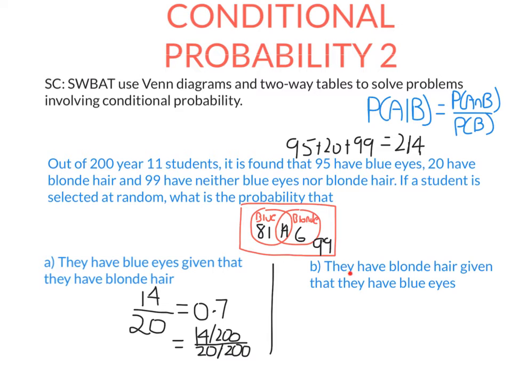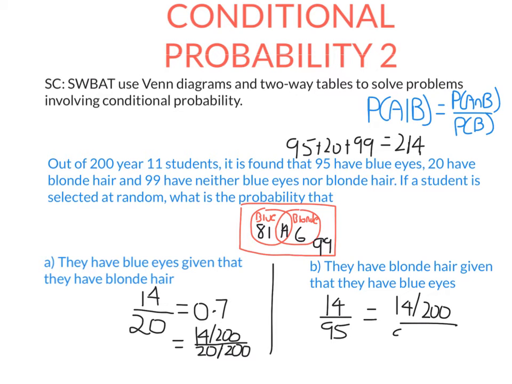What about the probability that they have blonde hair given that they have blue eyes? This time, I'm saying I know I'm in the blue eyes circle. What's the probability I'm also in the blonde hair circle? This time, it's 14 out of 95. Again, I could have got that using the formula here. The probability of blonde hair and blue eyes is 14 over 200, as it was before.